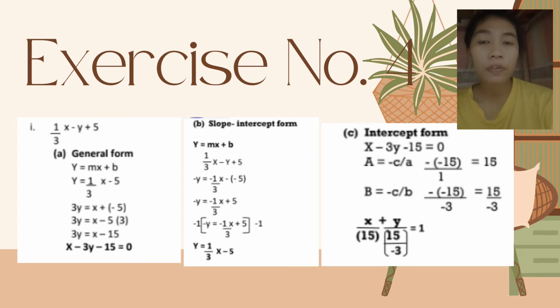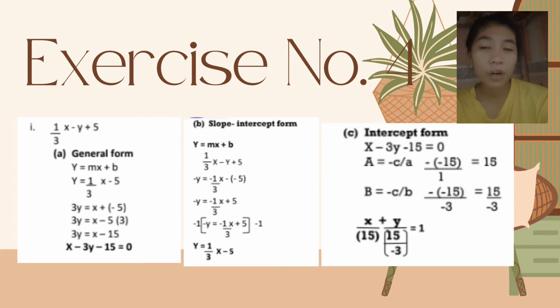So sa general form, y equals mx plus b, and y equals 1 divided by 3 times negative 5. So 3y equals x plus negative 5, and 3y equals x minus 5 times 3. So 3y equals x minus 15. And the final answer is x minus 3y minus 15 equals 0.